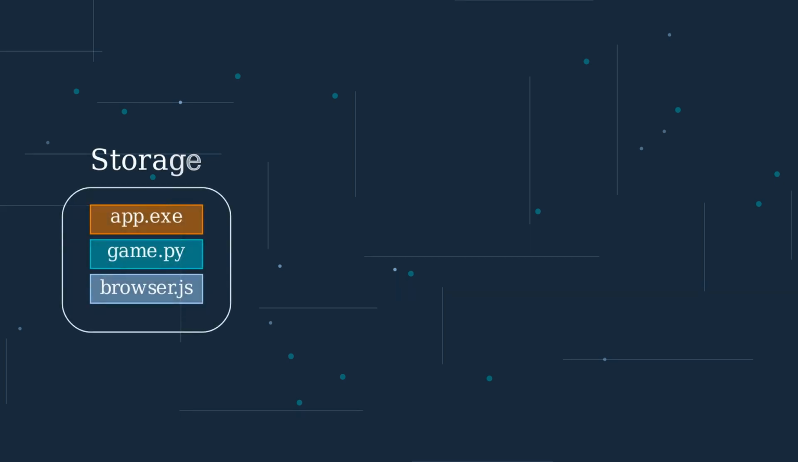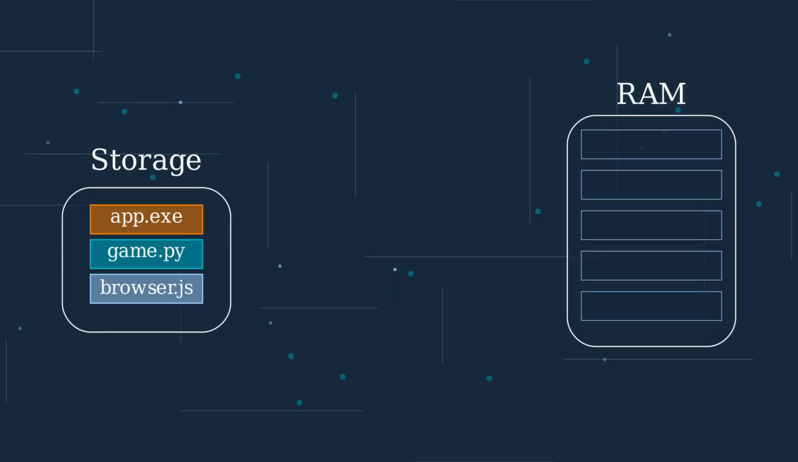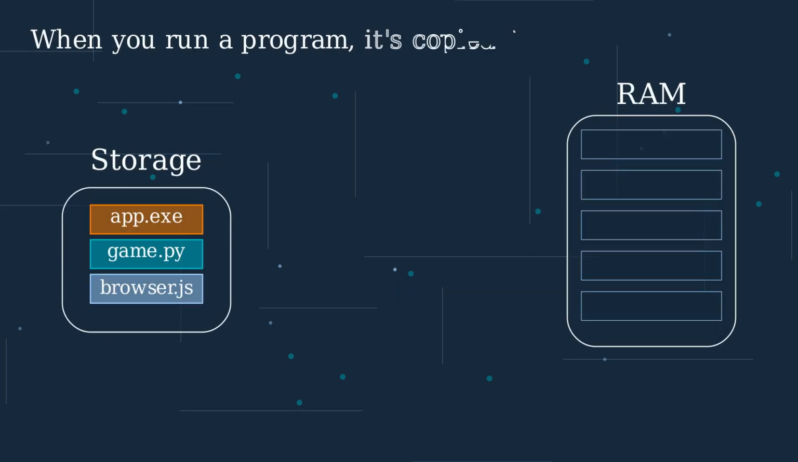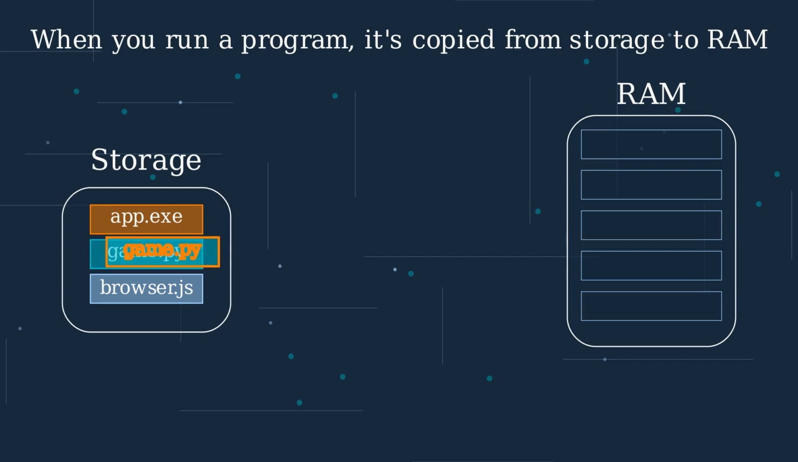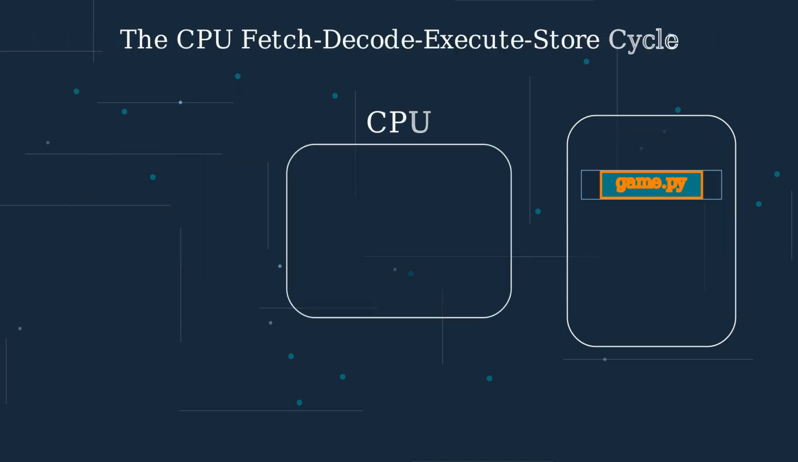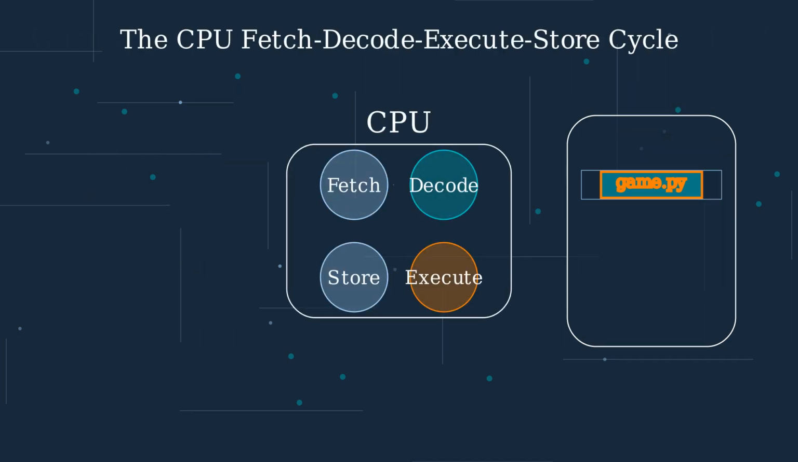Software execution begins when a program is loaded from storage into RAM. When you run a program, it's copied from storage to RAM, where it can be accessed much more quickly by the CPU. Once in RAM, program execution is managed by the CPU through what's known as the fetch, decode, execute, store cycle.